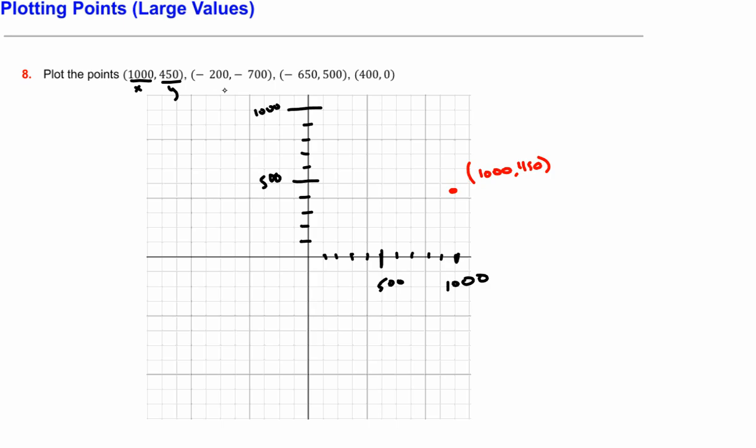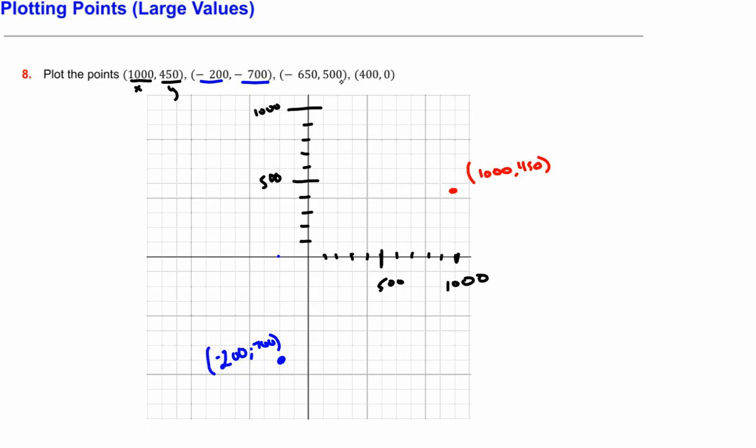The next one, negative 200, negative 700. So I'll go back to 1, 2. That's here, and then down 7. 1, 2, 3, 4, 5, 6, 7. So that takes me to right here. This would be the ordered pair, negative 200, negative 700.